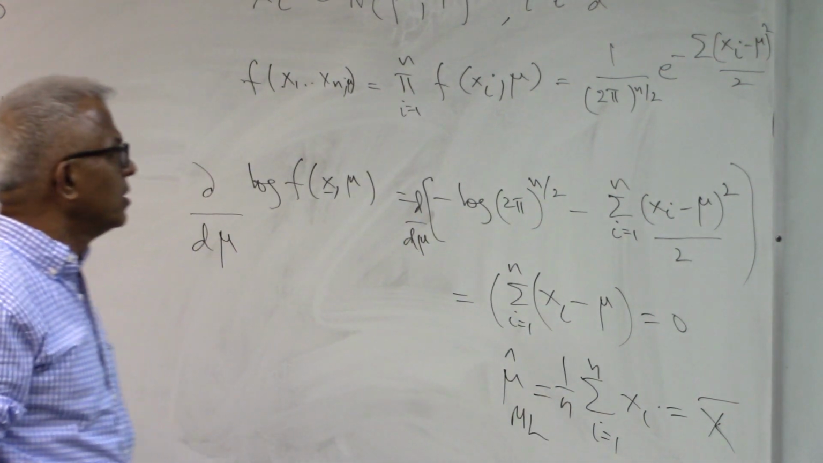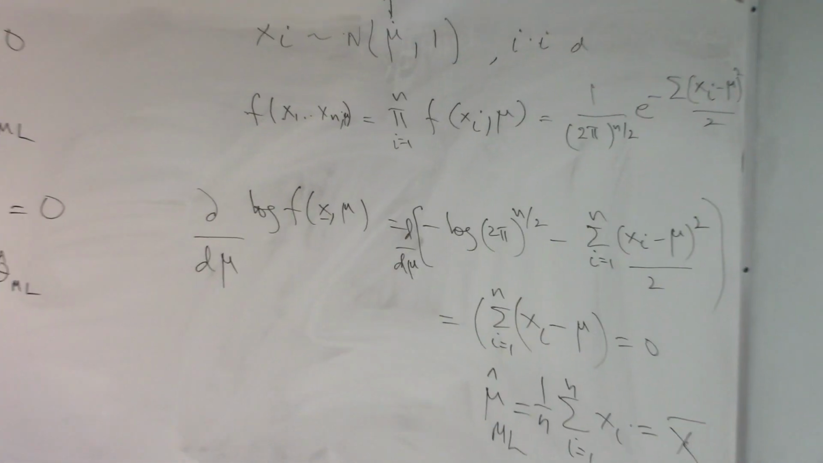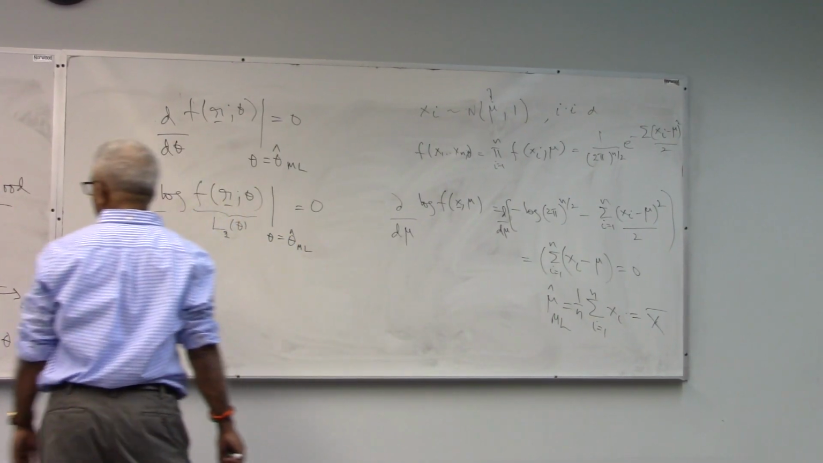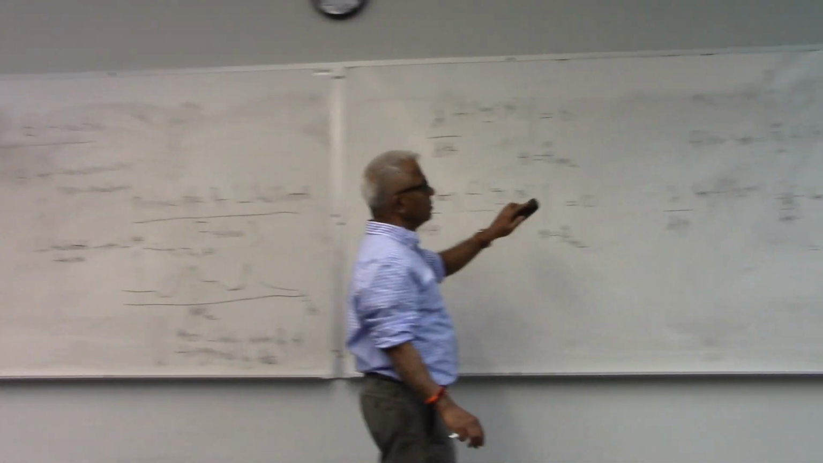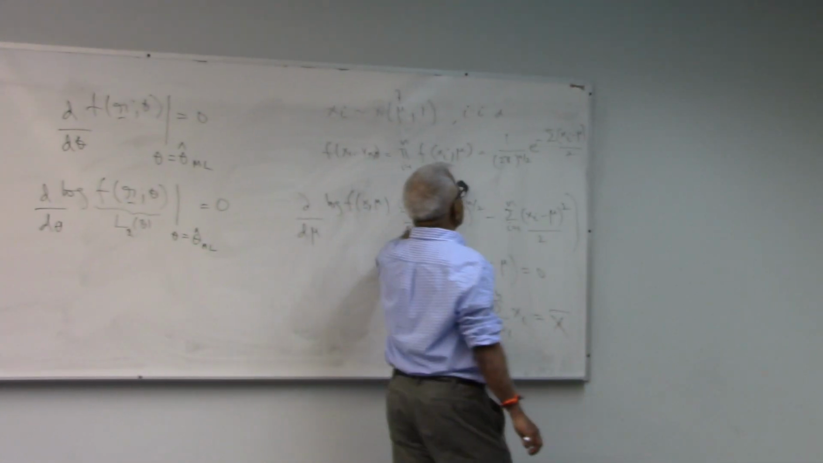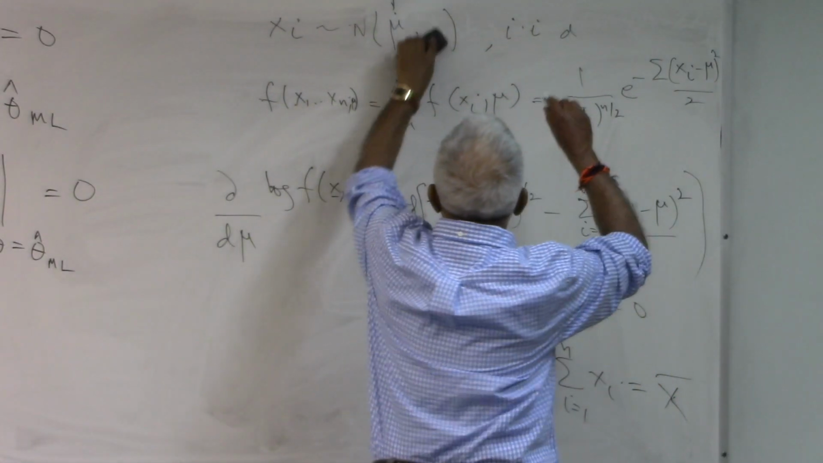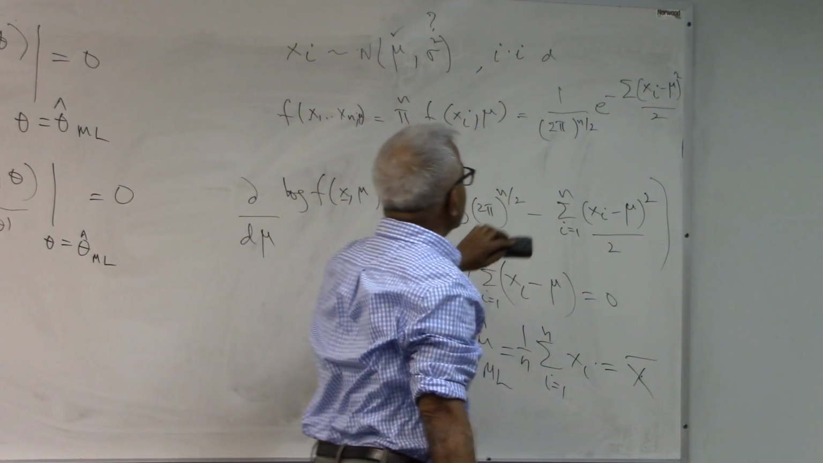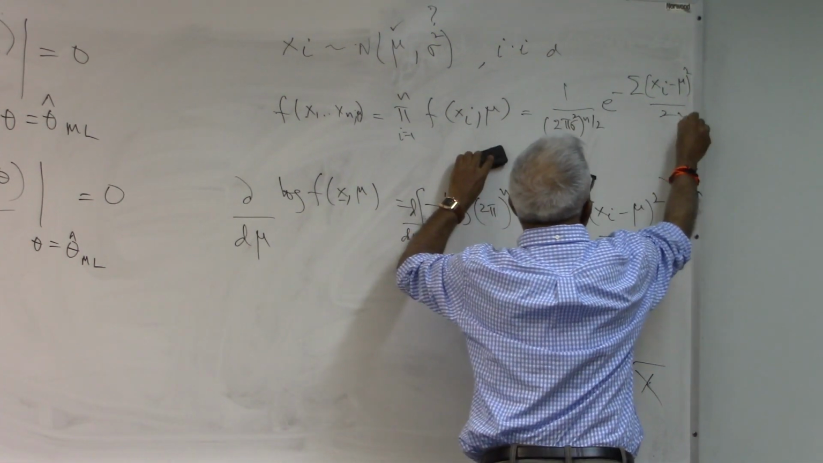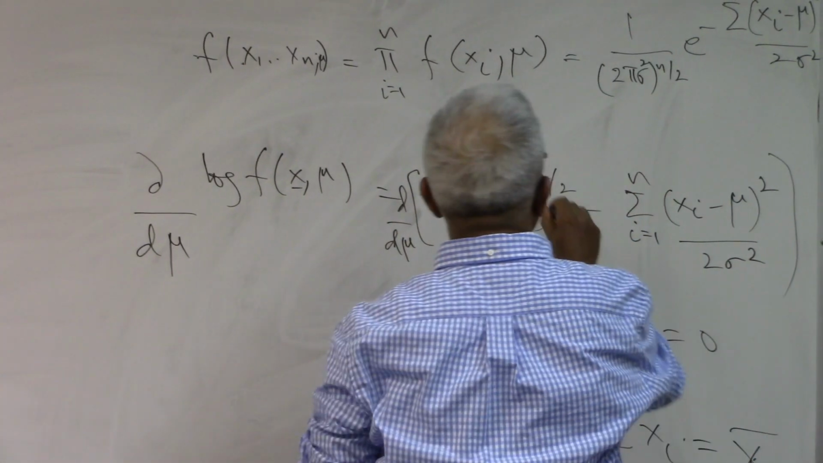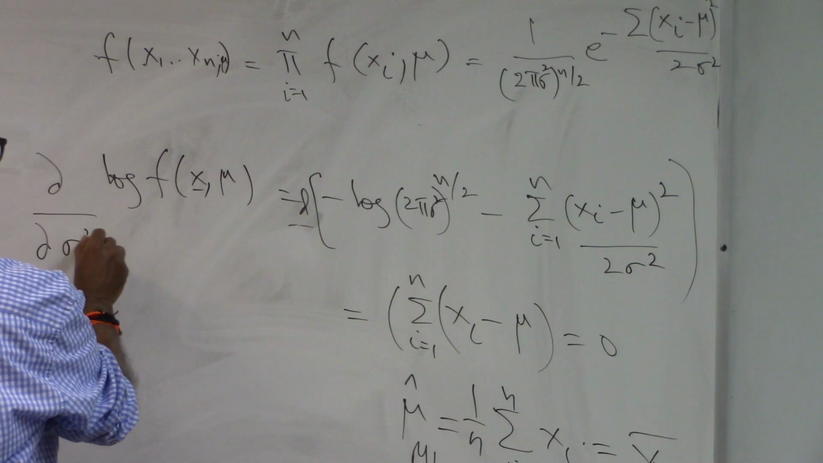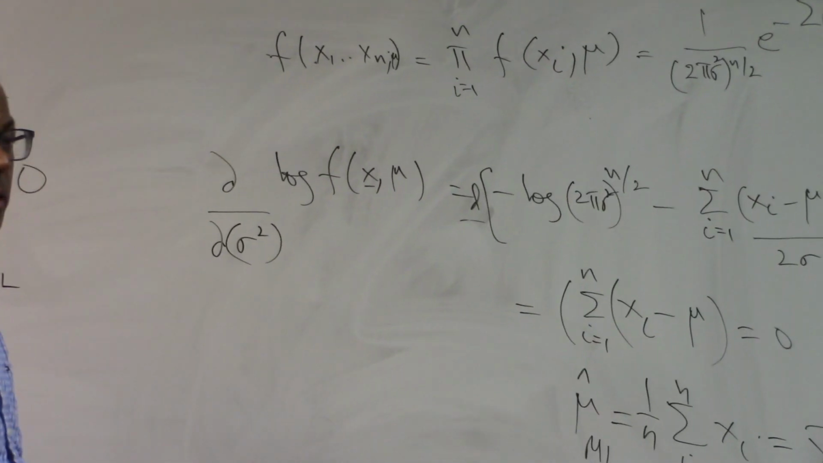And similarly, you can find the estimator for the variance also. Assume the mean is known and the variance is unknown. So it's the same problem, and let's say the variance is sigma squared. So there will be a sigma squared here, and here, and here, right? And I'm going to take the derivative with respect to sigma squared. Remember, sigma squared is the unknown.